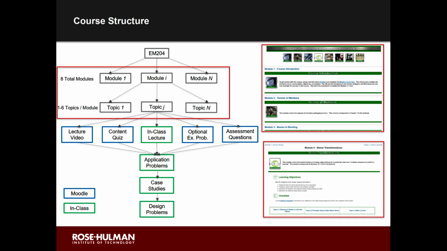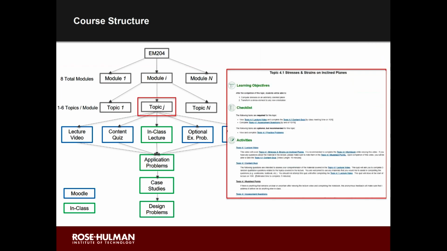So the one shown on the right here, the lower right, is module 4, stress transformation, and topics include stresses and strains on inclined planes, principal stresses, and Mohr circle. So each of these individual topics is normally what would correspond to roughly 1 day's worth of material in the traditional face-to-face delivery of this course. There are 40 topics, but that's a rough equivalency of what it would be.